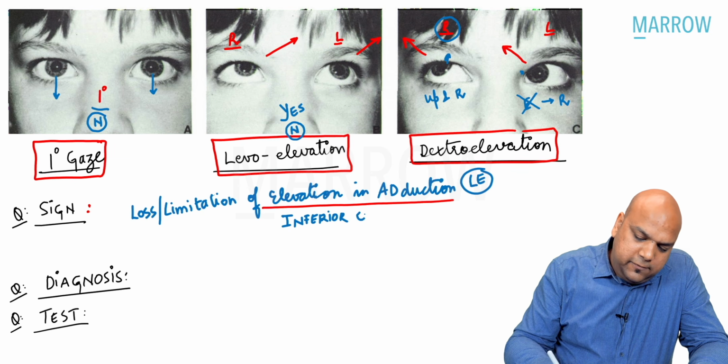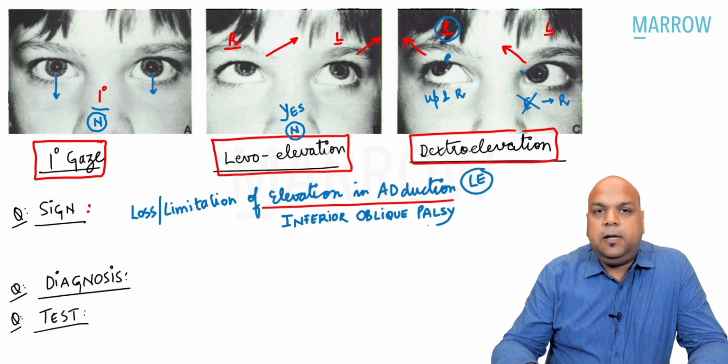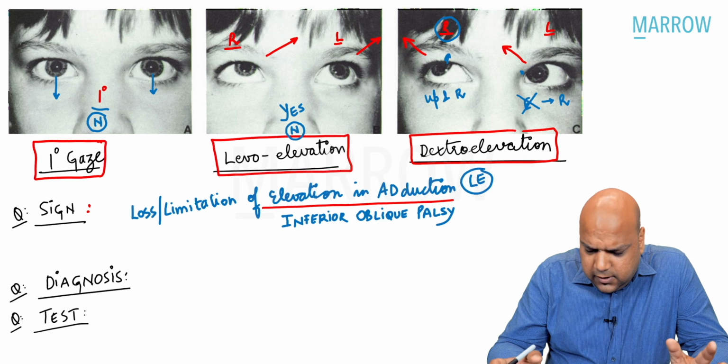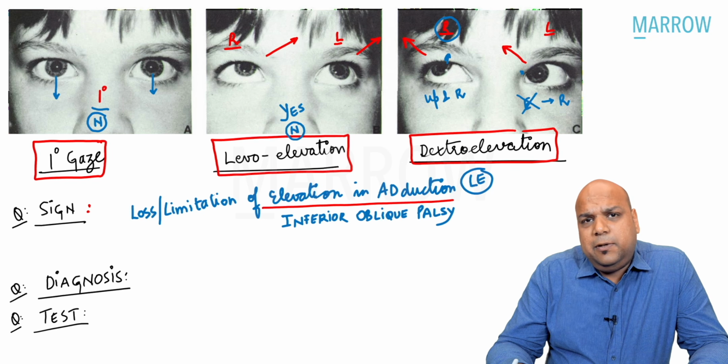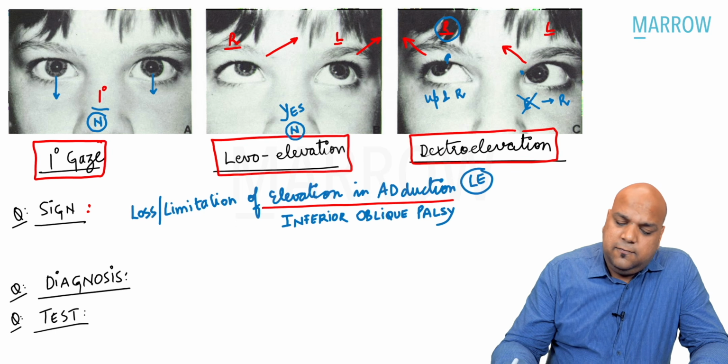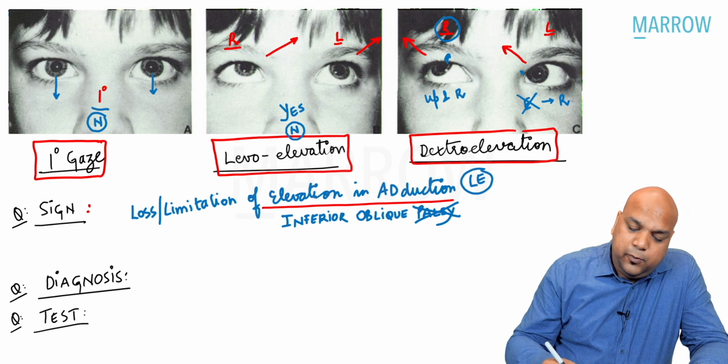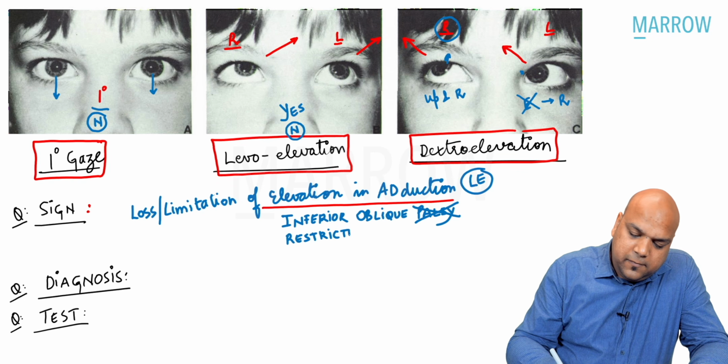Does that mean there is an inferior oblique palsy? Can an individual inferior oblique palsy occur? No, sir. Inferior oblique is supplied by the third cranial nerve. If third cranial nerve is damaged, a lot of muscles will be damaged. That means if there is inferior oblique palsy, your diagnosis is wrong. I am going to say there is inferior oblique restriction.